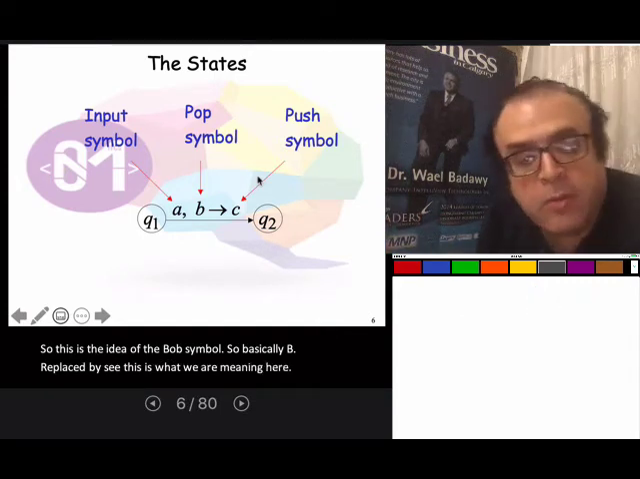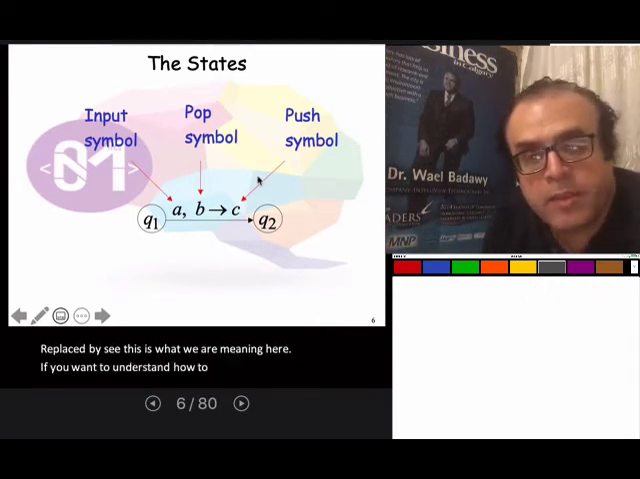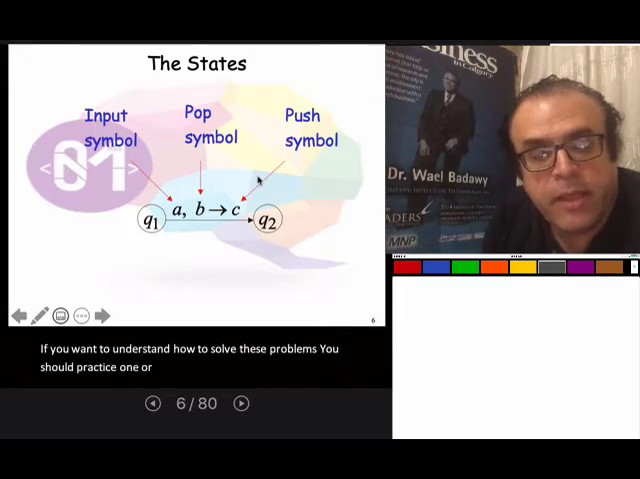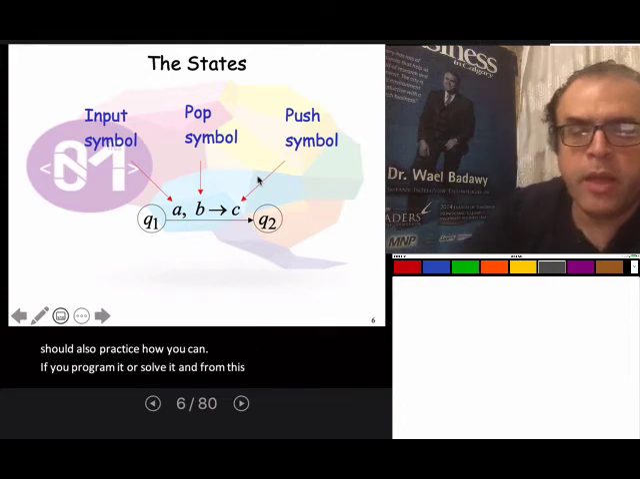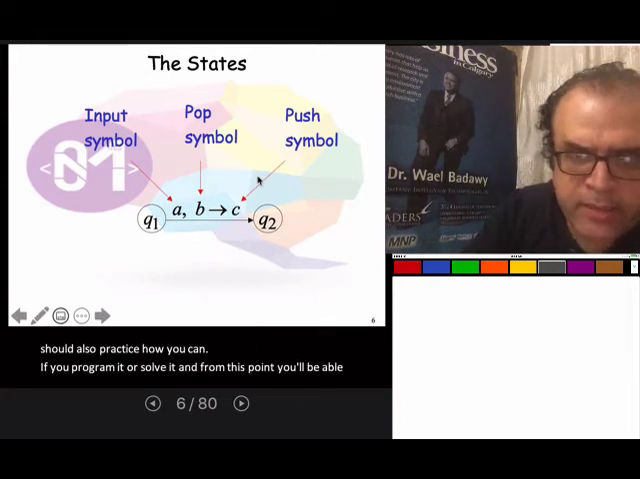If you want to understand how to solve these problems, you should practice one or two of these problems, and then you should also practice how you can program it or solve it, and from that point you'll be able to complete and understand this topic.